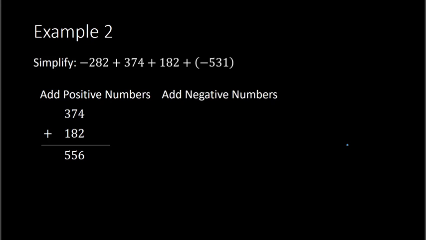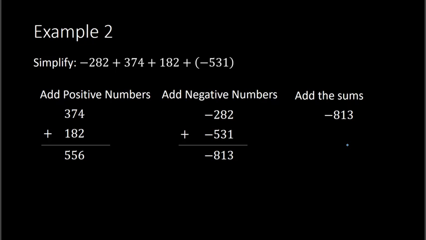Okay, then we add the negative numbers. So we had the negative 282 and we have a negative 531. We can add those together and we would get negative 813. So now to finish off, we add those two numbers together. So negative 813 with 556. If I add those together, the signs are different, which means I actually subtract 813 minus 556, which is 257. And then I keep the sign of the bigger number, which was the 813. And so that was negative, and my final answer would be a negative 257.